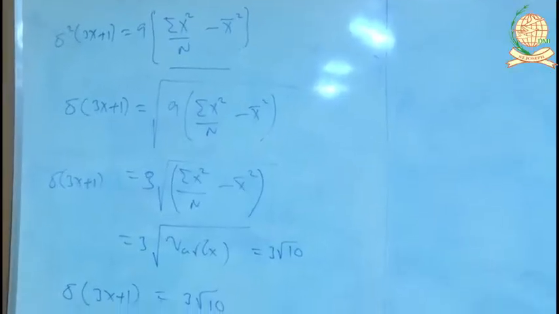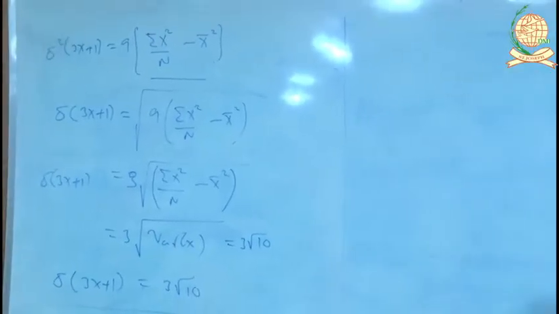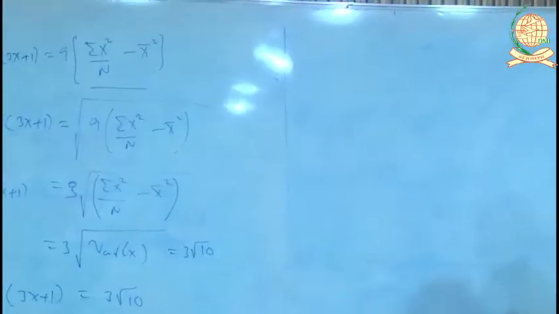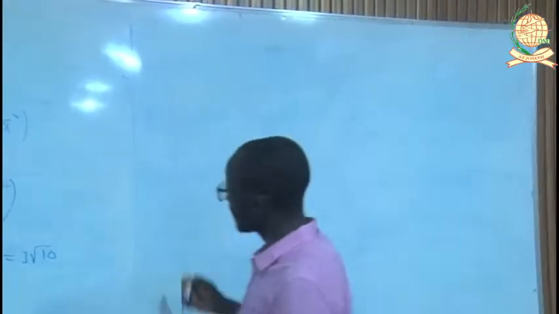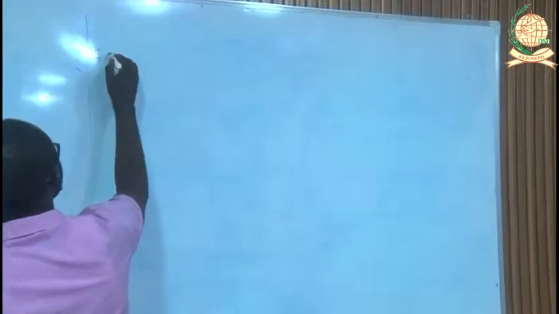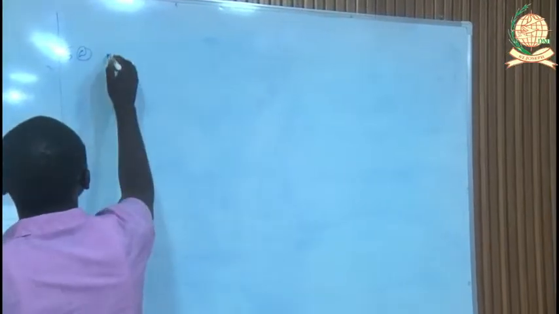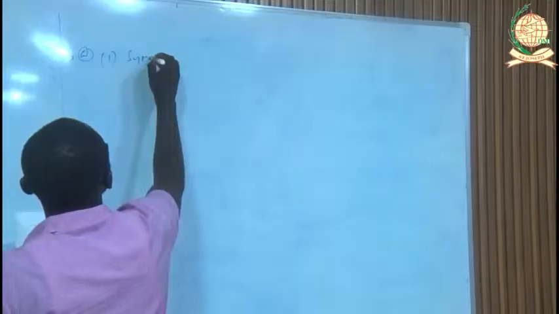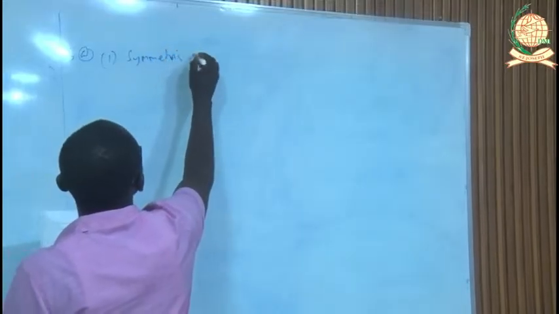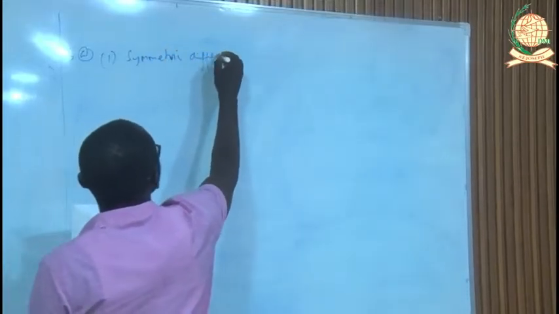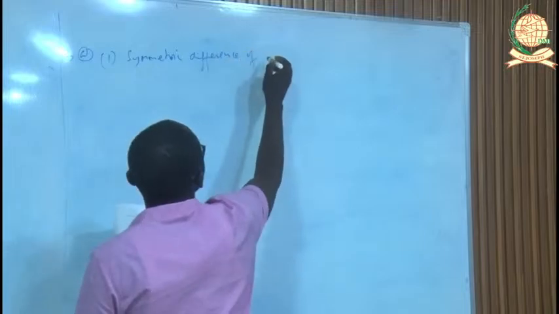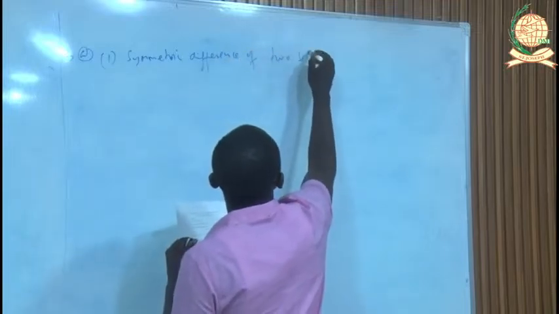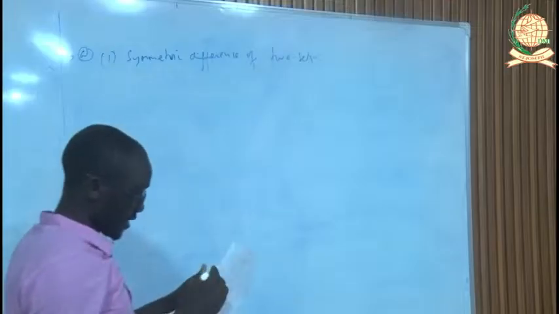Question number 5. The question says, number 5, Roman 1. The question needed the definition of symmetric difference of two sets and draw them.